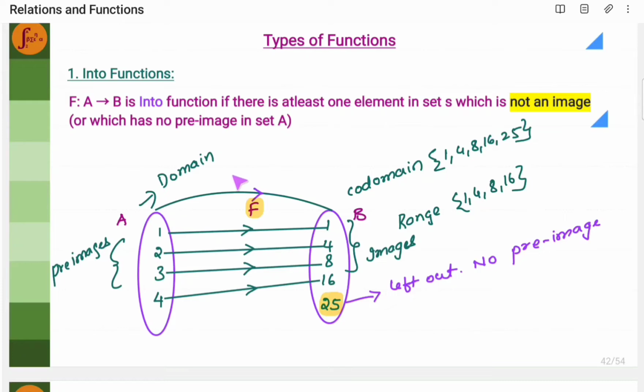Function from A to B is an into. This function f from A to B, you have to write it like this. Function from A to B is into here.